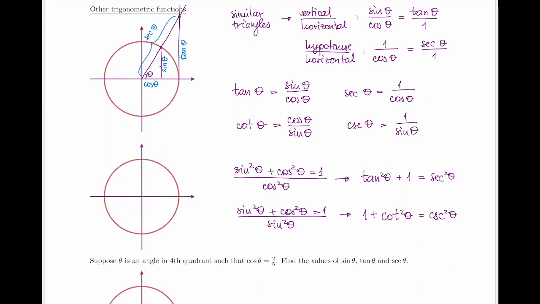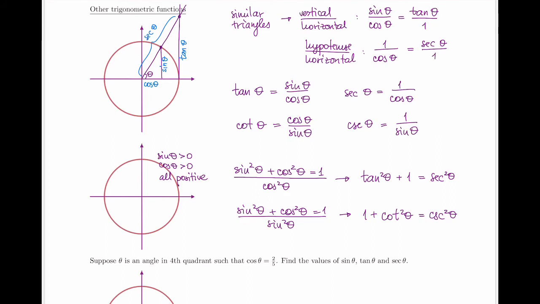So in the first quadrant, both x and y coordinates are positive, so sine theta will be positive and cosine theta will also be positive. If sine and cosine are positive, that immediately means the tangent will be positive, the cotangent will be positive, secant will be positive, and cosecant will be positive. So in fact, all 6 functions are positive in the first quadrant here.